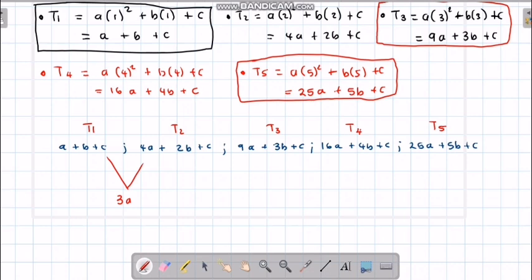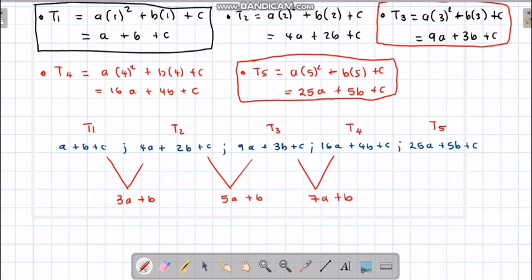2b plus minus b will give us b. C minus c, c will disappear. Term 3 minus term 2: 9a minus 4a, which is 5a. 3b minus 2b, which is b. C minus c, c will cancel. Then term 4 minus term 3: 16a minus 9a, which is 7a. 4b minus 3b, which is b.